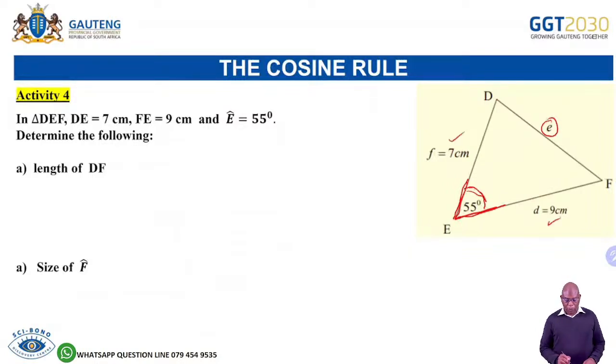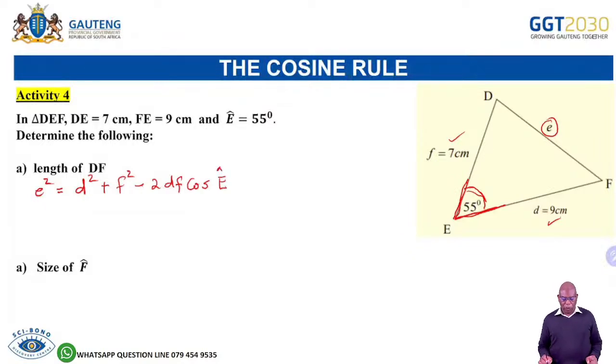So I'm going to say e squared equals d squared plus f squared minus 2 times d times f times cos of E. That's how I'm going to do it. And there's a rule, and that rule is there in the formula sheet, so please learn that rule. I can just quickly substitute. The d is 9, the f is 7.